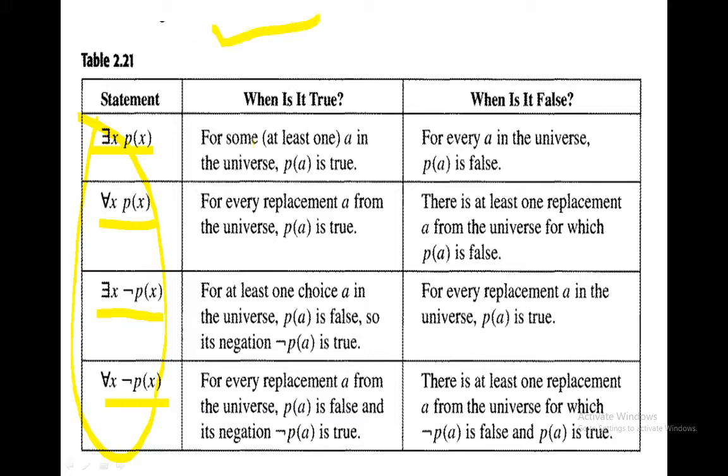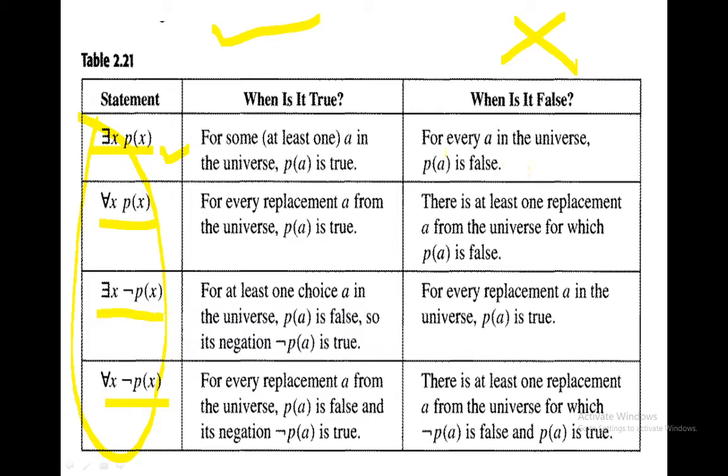So when it is true, here it is. When it is false, that one we are going to have here. So for some x, p of x is true. For some means at least one a in the universe is true, then only it is going to be true. Means at least one element must be true, then only I can say for some x, p of x is true. And when it is false, for every a in the universe p of a is false.